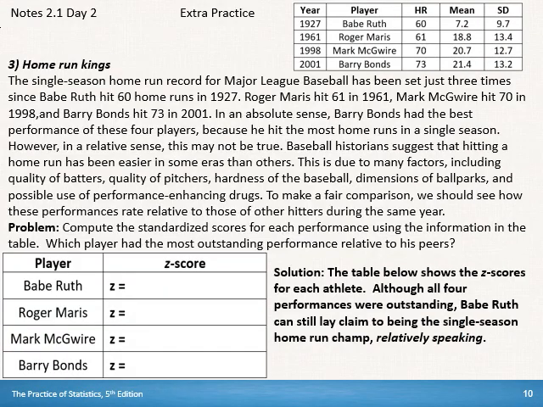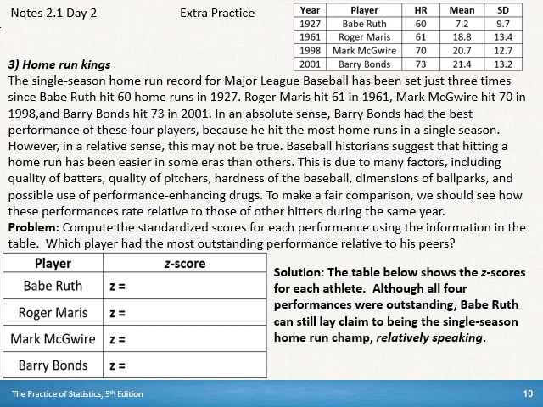All right, last question, dealing with Babe Ruth and the home run record in Major League Baseball. The single season home run record for Major League Baseball has been set just 3 times since Babe Ruth hit 60 home runs in 1927. Roger Maris hit 61 in 1961. Mark McGwire hit 70 in 1998, and Barry Bonds hit 73 in 2001.